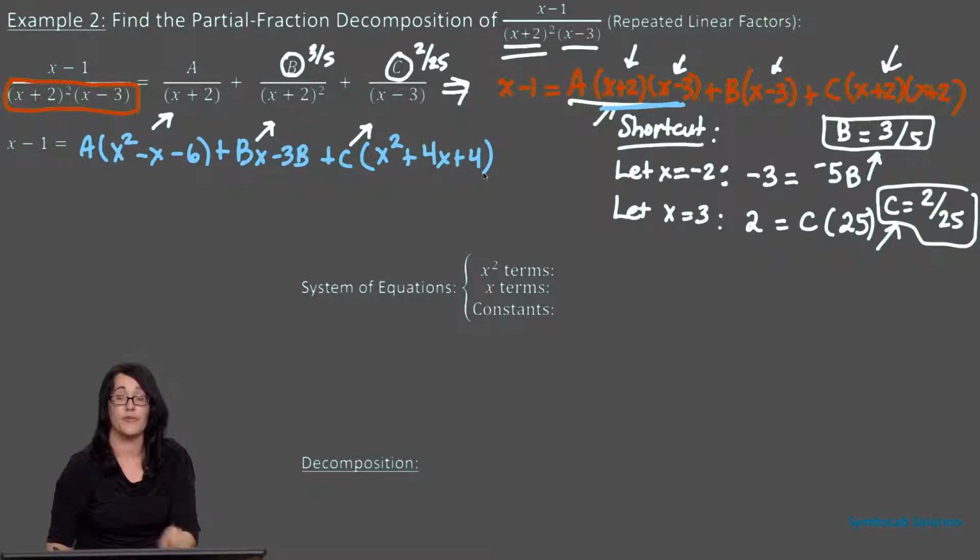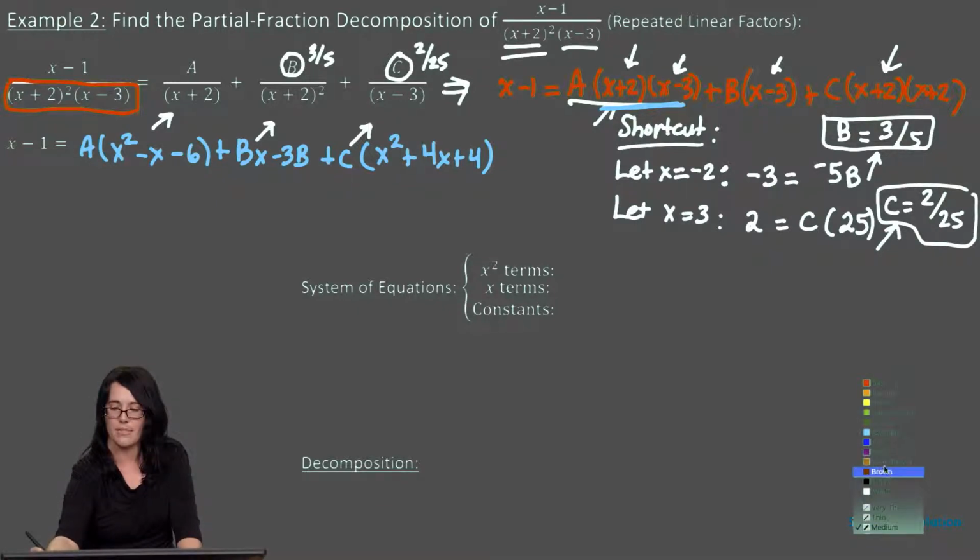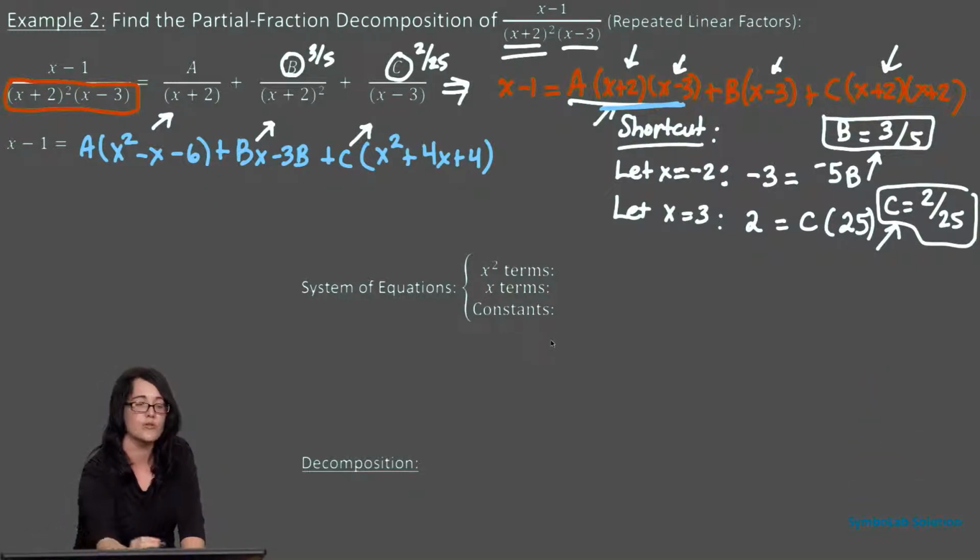Okay, now you could definitely take your time distributing every single piece out, but I actually have enough now to set up my system. Let me show you what I mean. So to set up my system here, this is what I should have. For the x squared terms, do I have any x squared terms on the left? No, there's no x squared terms. So I would say that 0 is the result of combining my x squared terms.